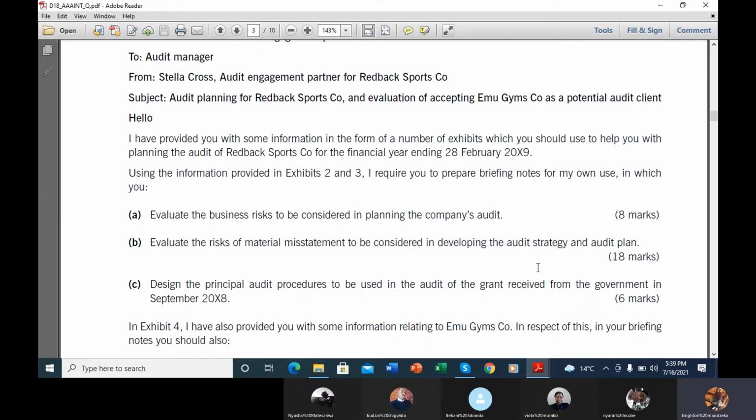Your subject, just write as it is: Audit planning for Red Bank Sports Company and the evaluation of accepting MGM's company as a potential audit client, as it is. So far, any challenge? Because you're going to be awarded full marks for presentation and clarity and the logical flow of the idea. Any questions so far?